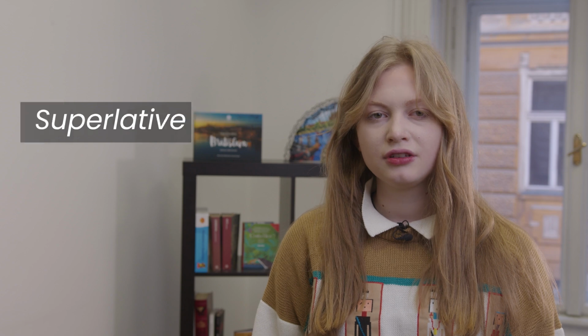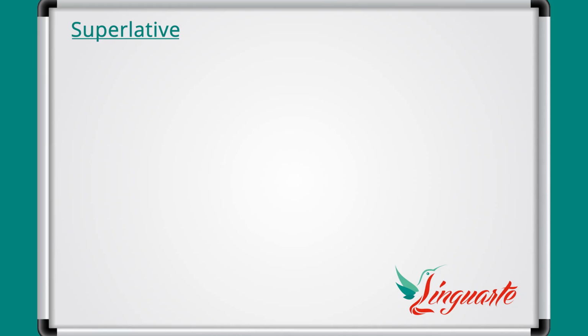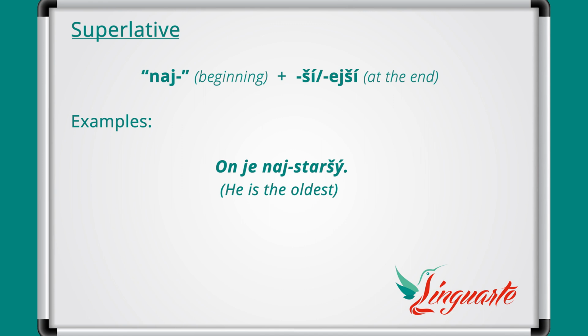Now, if we want to make a comparison expressing the highest degree, we use the structure called superlative. In Slovak language, the superlative is formed in the same way as the comparisons of superiority. That means adding the particle -ší, or -šia, to the end of an adjective. In addition, it is needed to put the particle naj- in the beginning of the same adjective. For instance, to say, he is the oldest, we say, on je najstarší.